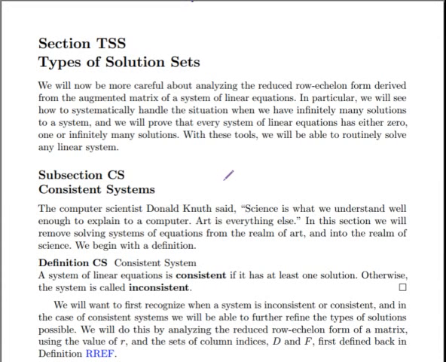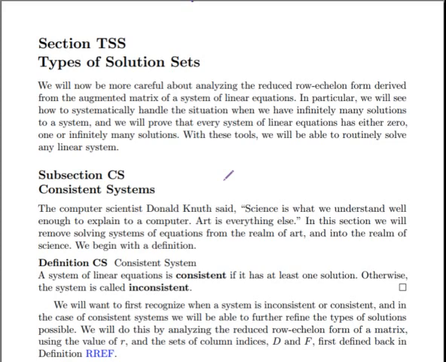Right, now we've talked about using row operations to reduce systems of equations to reduced row echelon form. Now we're going to talk about classifying the different types of systems by the types of solutions that are encountered. Okay, so we'll classify these solutions.